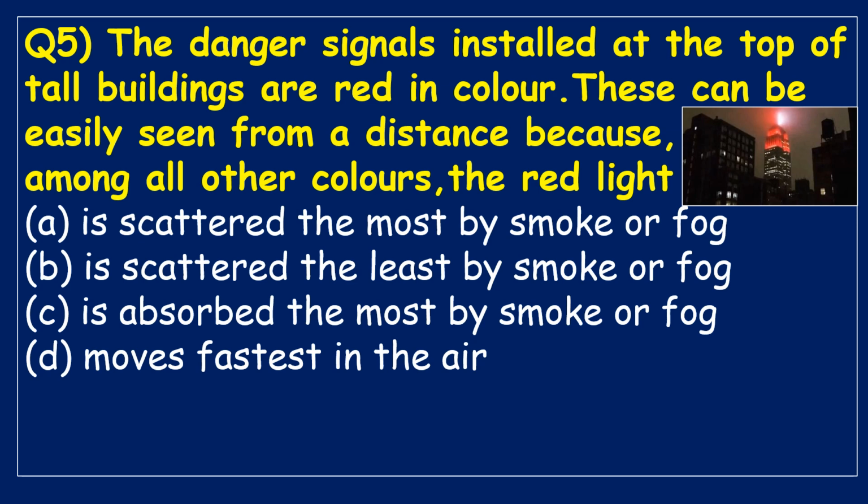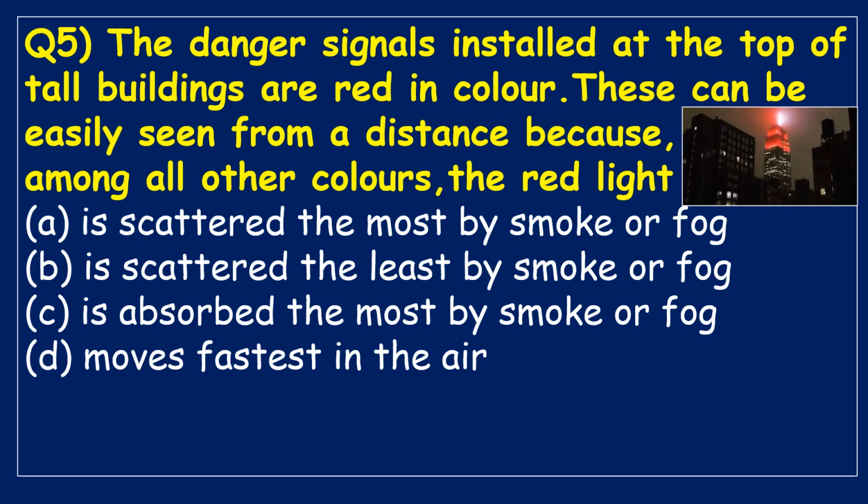Red light is scattered the most by smoke and fog. My dear children, if red light is scattered, then you cannot see red light at its point of origin. It spreads throughout the atmosphere, right? Now, option C, if red light is absorbed the most by smoke and fog, then we cannot see red light over there. Fourth one, if red light moves fastest in the air, then also it's not possible for us to recognize it. But the correct option is B.